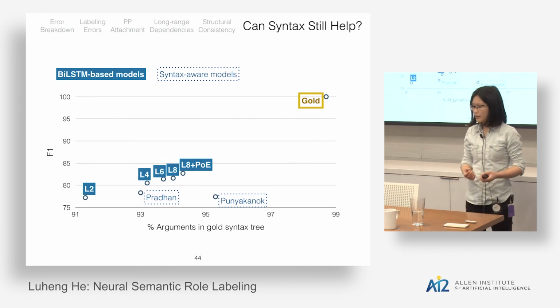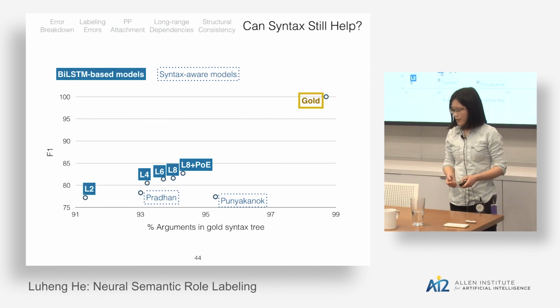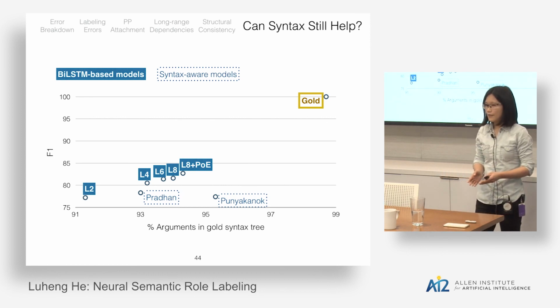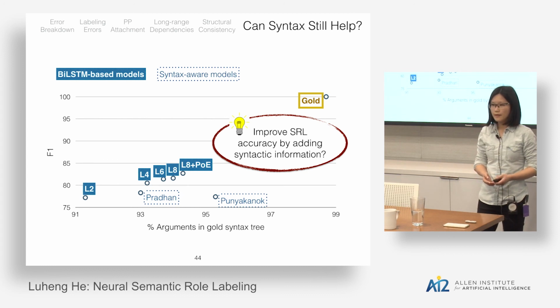So the plot here shows the percentage of predicted arguments that belong to a gold syntax tree versus the actual F1 of the model performance. It's interesting that the previous syntax-aware models, although their performance is not that good, have higher agreement with syntax compared to our models. So it means that the deeper model is really learning something orthogonal to the syntax, and by adding syntactic information to the SRL models, maybe we can observe some improvement in performance.